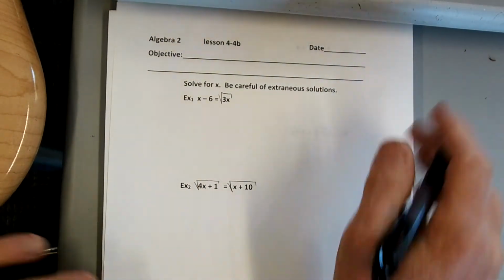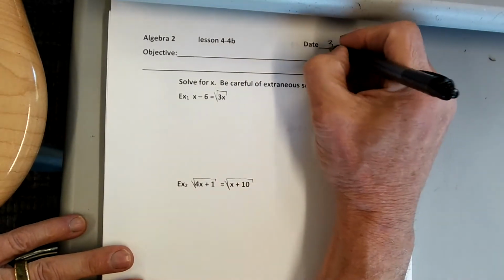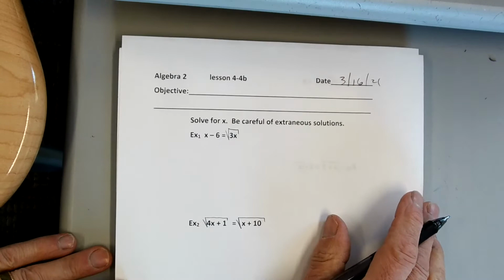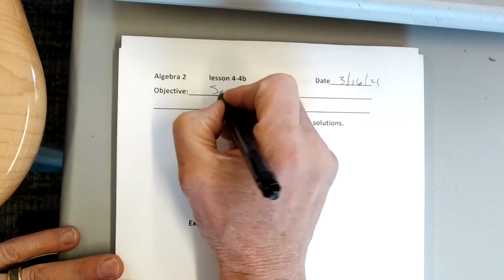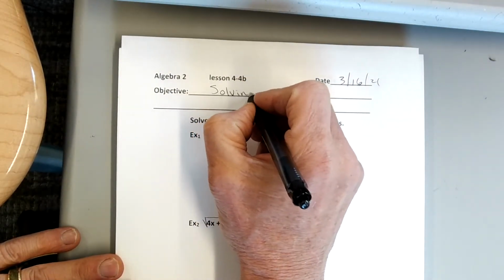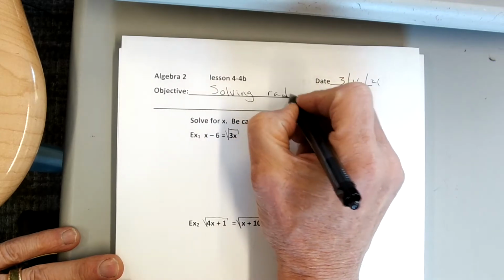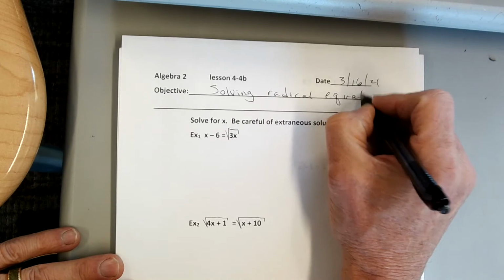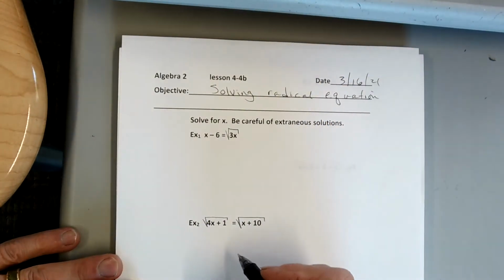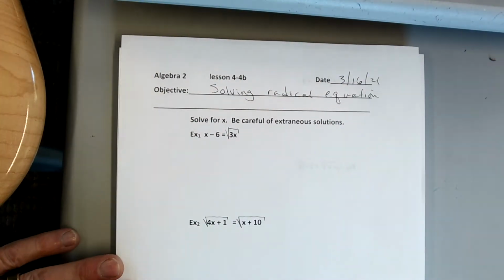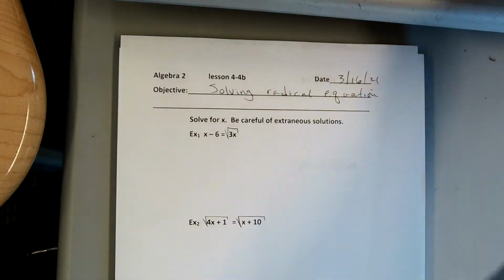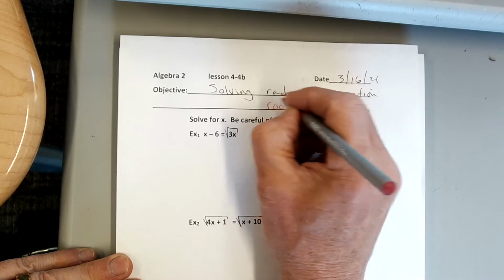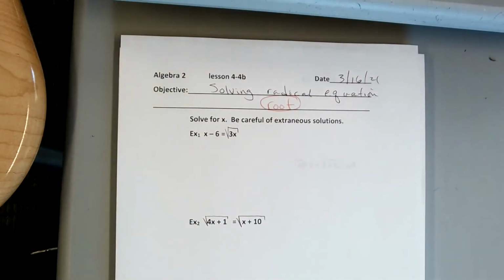Today's date is 3/16/21. And what we want to talk about again is solving radical equations. Again, it's like day 2 of it, okay? But these are going to be the harder problems. Again, the word radical just means like a root, some kind of a root, whether it's a square root, cube root, or whatever. So we're going to solve them.